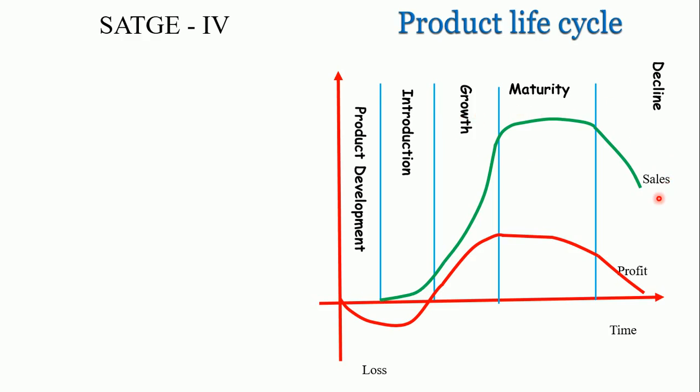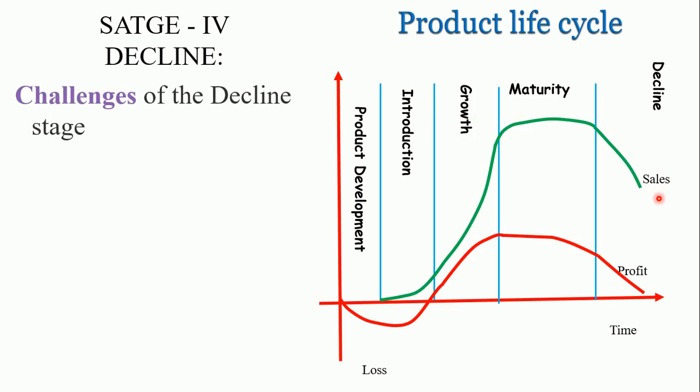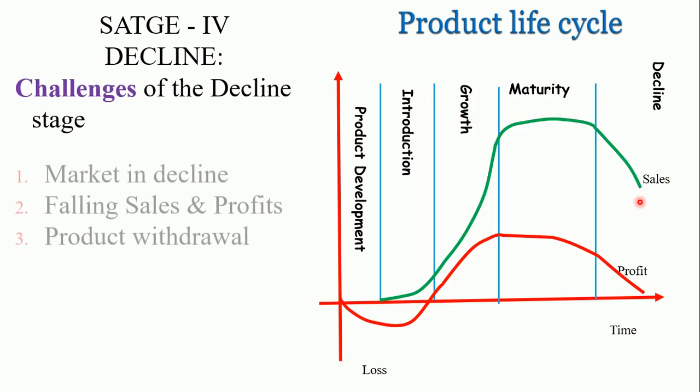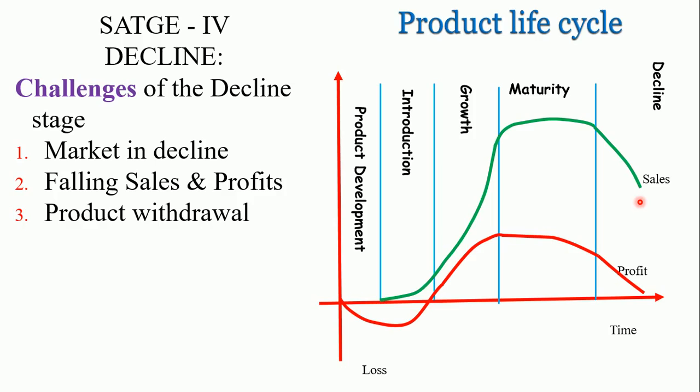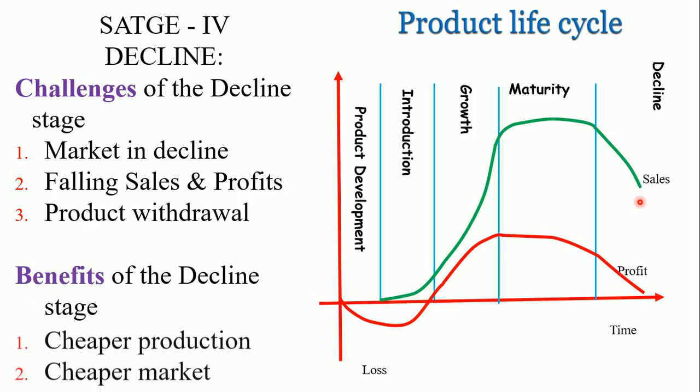Now, what are the challenges for this decline phase? The market is in decline, with falling sales and profits, and products may be withdrawn. These are the challenges. And what are the benefits? Well, cheaper production and cheaper marketing. We do not use special promotion for the products, but your sales still go on declining in the decline stage.